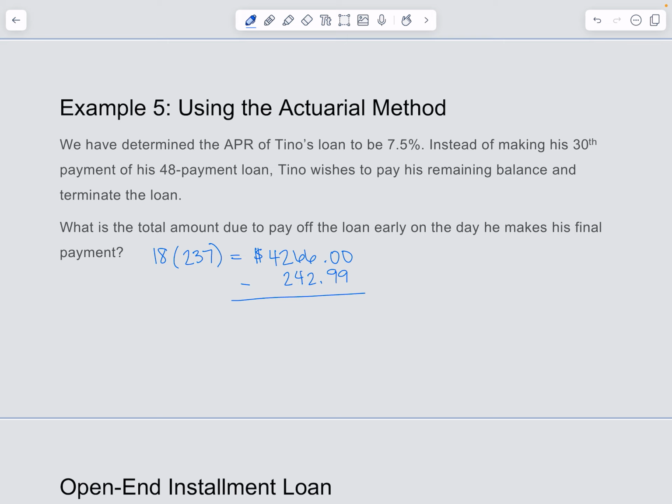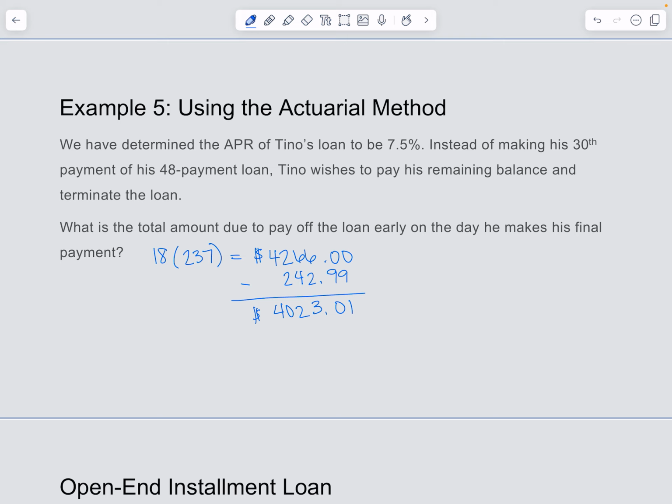So this $4,266 is the total he owes, including interest. Since he pays it off early, he doesn't owe this $242.99 in interest, so we can take that out of the equation. So he's left with $4,023.01. So on that 30th payment, it would be $4,023.01 that's left on the loan.